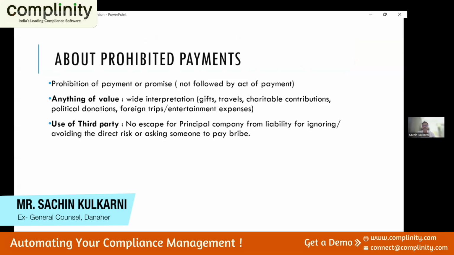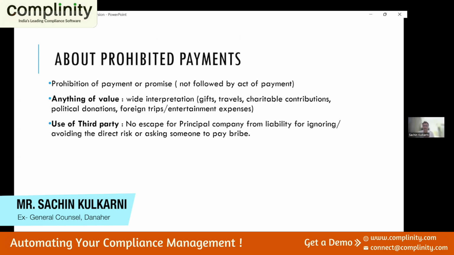Anything of value. The name of the bribe here is not cash or a gift or a discount or a free product; the name of the bribe here is anything of value. And anything of value has wide interpretations depending on the industry you are in. In the healthcare industry, it can be a sponsorship to healthcare professionals if there is a quid pro quo. In other industries, there can be charitable contributions, political donations, foreign trips to government officials, and entertainment expenses.